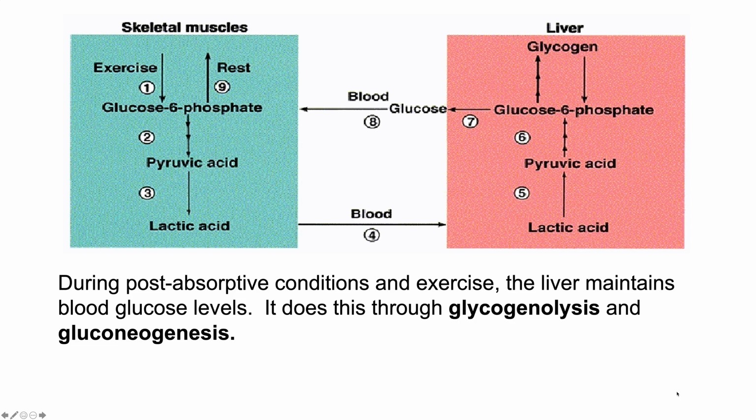It says during post-absorptive conditions and exercise, the liver maintains blood glucose levels. It does this through glycogenolysis and gluconeogenesis. Okay, we already talked about gluconeogenesis, but remember that's the formation of new glucose from a non-carbohydrate source. You've got glycogenolysis, which is the formation of new glycogen. I'm sorry, my apologies. It's the breakdown of glycogen. Lysis means break down, so you start to break down glycogen. And so the liver really helps maintain resting blood glucose levels and exercise levels as well. It does this by constantly making sure there's enough glucose in the blood at all times.